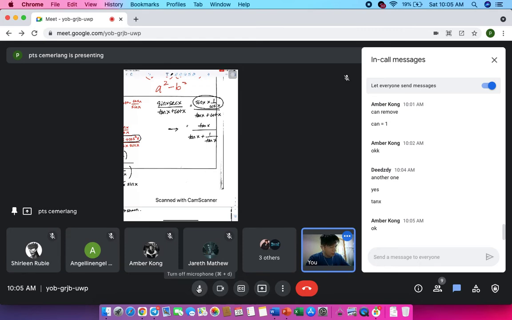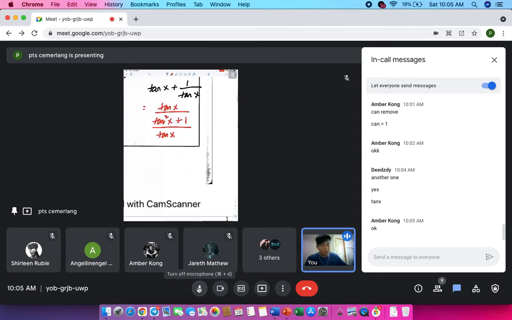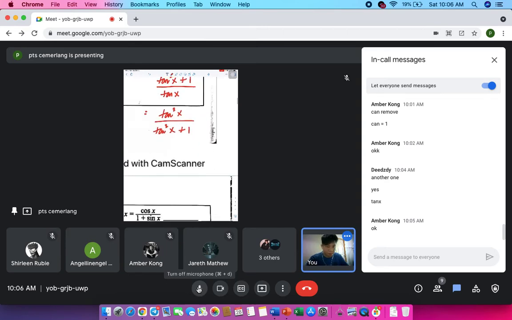Okay, right? So now, below here we try to simplify it. Okay, we try to simplify the one down here. So therefore, what do you get? Tangent x over tangent square x plus 1 over tangent x. Right? So you're going to get something like this. Tangent square x over tangent square x plus 1. Okay? And then tangent square x over tangent square plus 1 is secant square x.